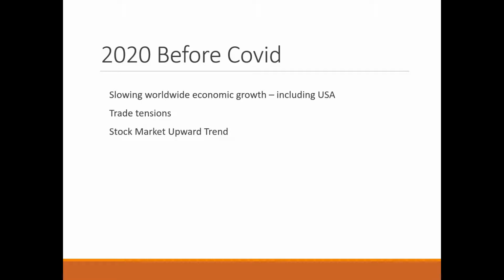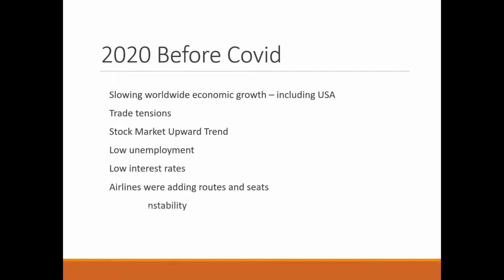The stock market was in an upward trend. Unemployment was very low. Inflation was low. Interest rates were low. Airlines were adding new routes, new seats, adding new planes. But at the same time, we had political instability in many places. Then in January, we started hearing about some virus in Wuhan, China. Well, that was before. And we've been going through this for 9 months.